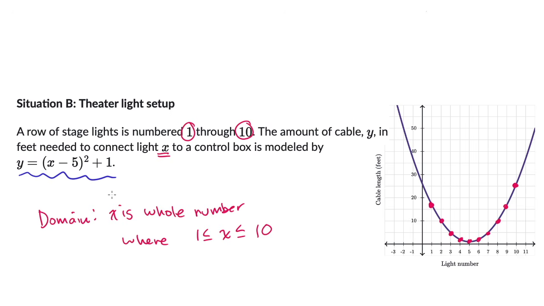So the graph of this function with the restricted domain would only be these little points that I have colored in red. Those would be the ones where you could actually get an input, an X value, that would give you a Y value that makes sense in this situation. So this function should really only be defined for where X is a whole number between 1 and 10, including 1 and 10.